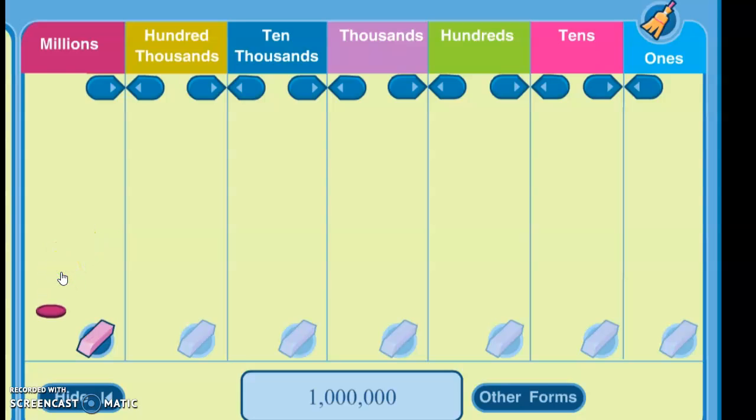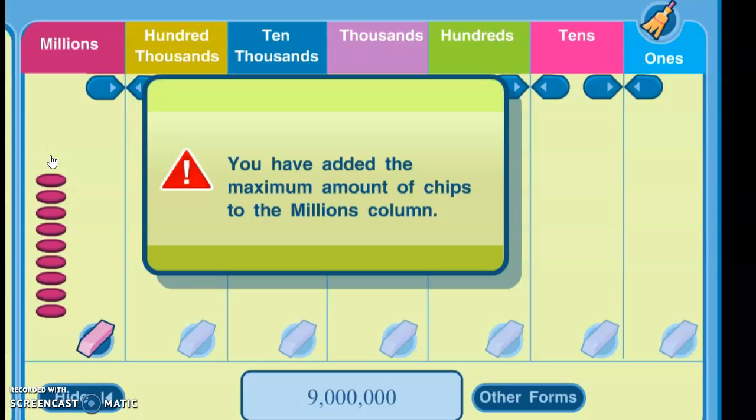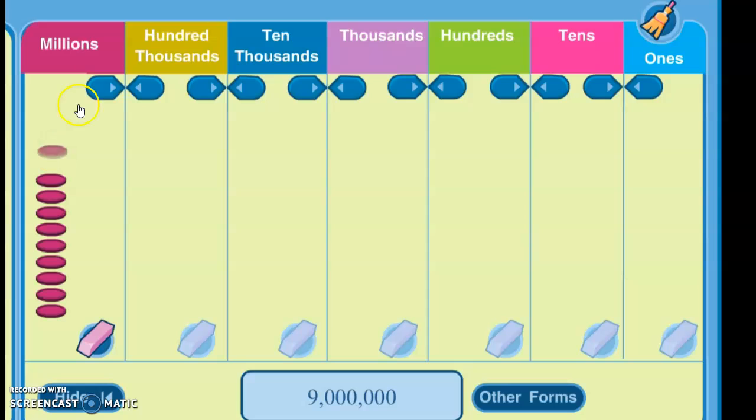So 1 million, 2 million. Notice it's just like counting, only they're millions. 3 million, 4 million, 5 million, 6 million, 7 million, 8 million, 9 million. Then when we get 10 millions, we just get 10 million. Oh, this tool doesn't like it. But we just get 10 million. Okay?